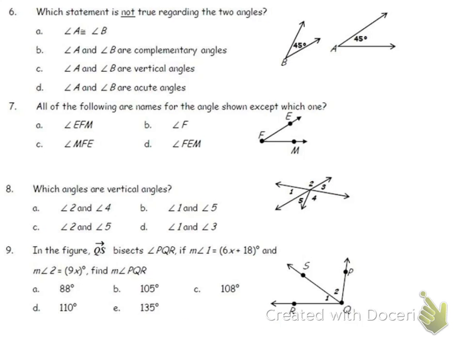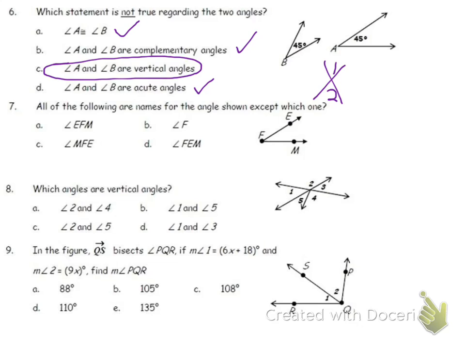Number 6, which is not true regarding the 2 angles? Well, just looking at them, I see they're both 45 degrees. So that tells me they're both congruent to each other. So I know A works. 45 and 45 add up to 90, so they're complementary. 45 and 45 are both less than 90, so they're acute. What they're not, though, is vertical. So that one is out. They don't share a vertex, which vertical angles would have to do. They're not on opposite sides of the vertex when 2 lines are drawn. So C is the best fit.